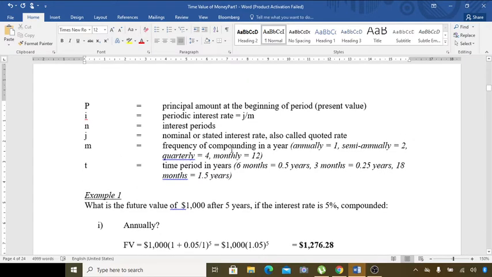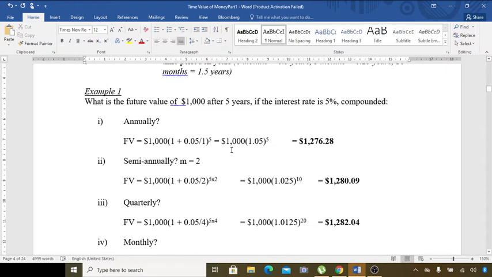Now let's just apply this formula. We start off with basic, easy examples first, right? Before we move on. Now, what is the future value of $1,000 after 5 years if the interest rate is 5% compounded? Okay, we look at 4 scenarios. We start off with annual compounding first.